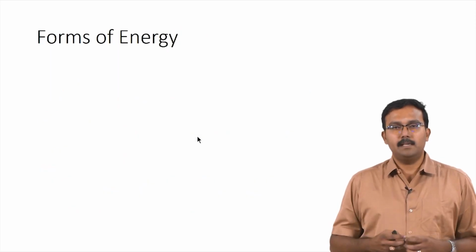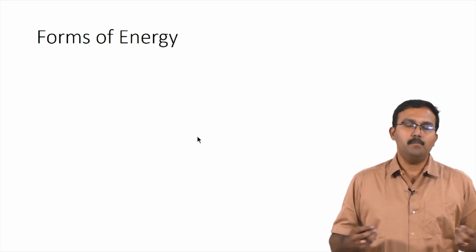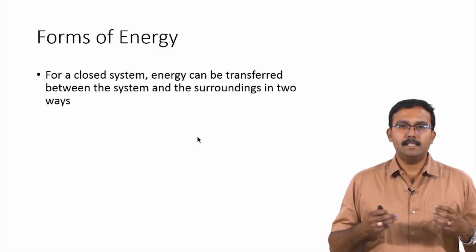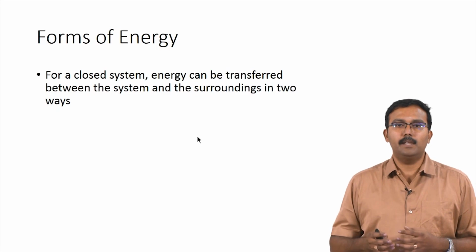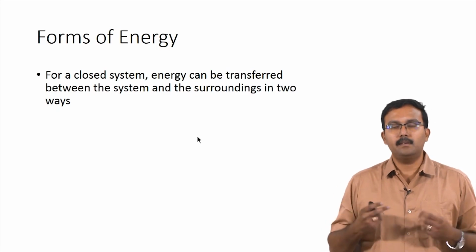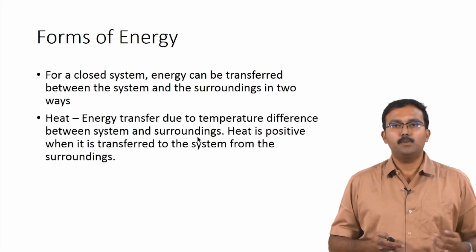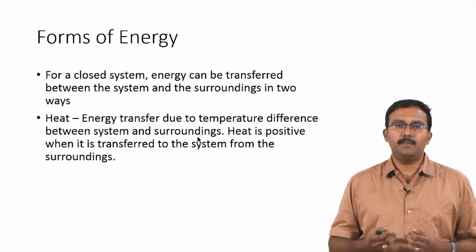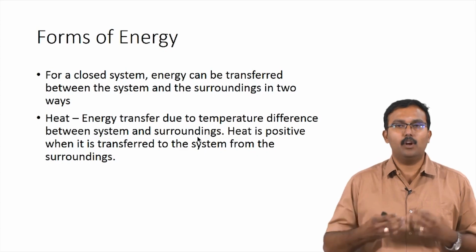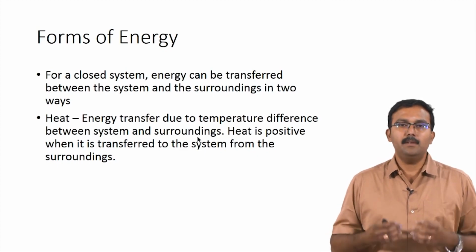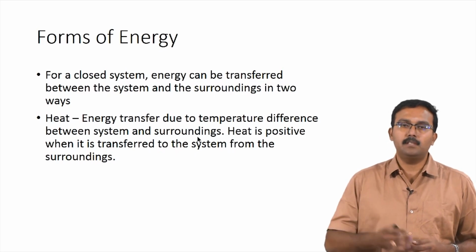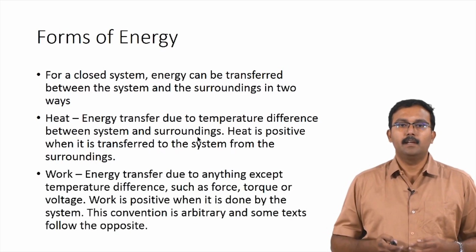When we talk about energy balances, there are different forms of energy which we have to look at. Energy can be exchanged between the system and its surroundings in two different forms. The first one is heat. Energy which is transferred due to a temperature difference between the system and its surroundings is called heat. Conventionally, we will be using heat as positive when it is transferred to the system from the surroundings.